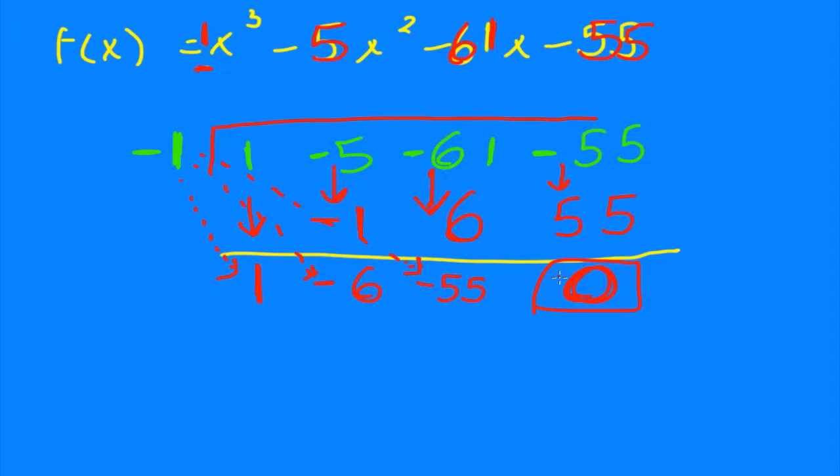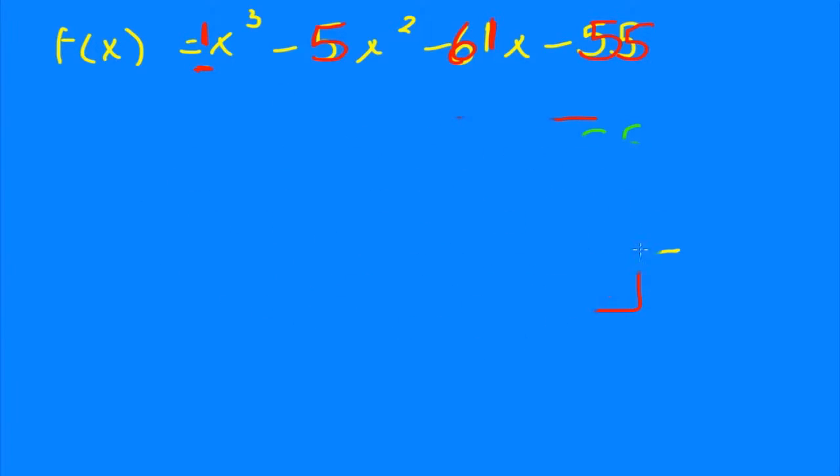Okay? So once you got that over there, you know it's a 0. We're just confirming that -1 is a 0, right? So we are going to factor this thing now in order to find the other zeros. Let's factor it out.